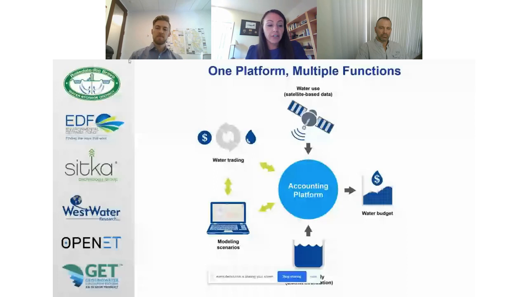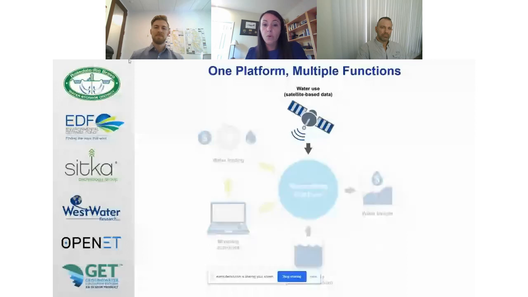So this graphic that you're seeing on the screen illustrates the main features of the platform. It's one platform with multiple functions, and it was co-created with a group of small and large landowners in Rosedale who will actually be the users of the platform. So at its core, the platform is an accounting platform, and it allows landowners and water district staff to track their annual water allocations and current water usage in near real time. The water use data in the platforms comes from OpenET, which is a web-based platform being developed by NASA, EDF, Google, Desert Research Institute, and many others.